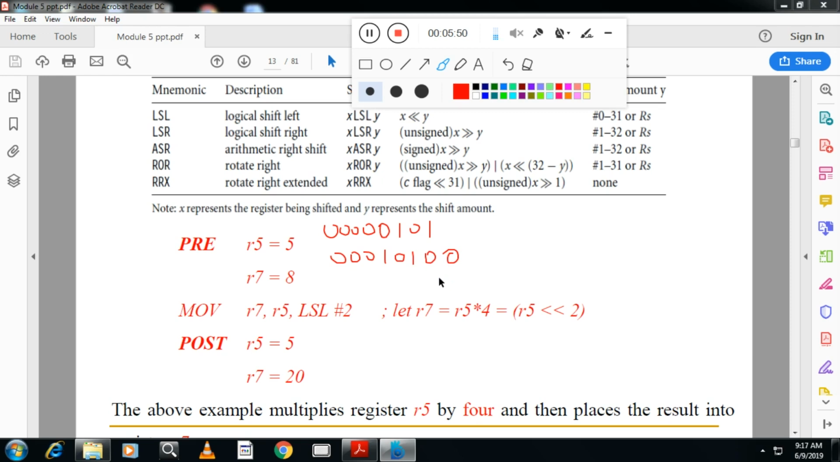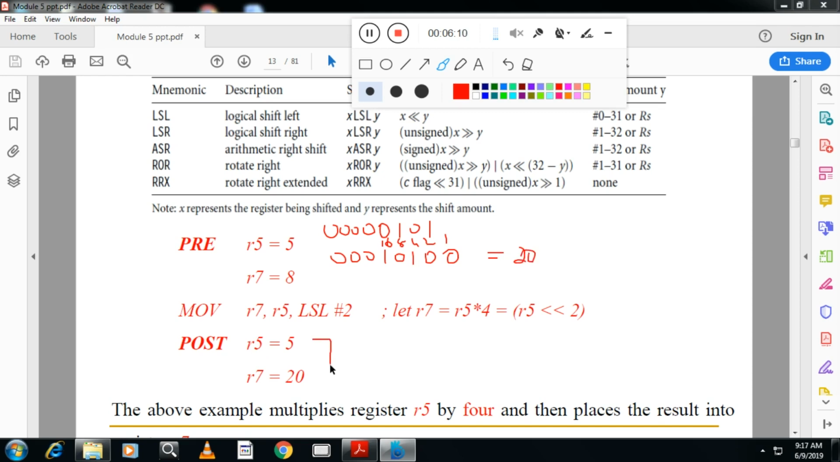Now what is the value of this 1 in binary? You will see. Now this is 8, 4, 2, 1. This is 16. Now we are not bothered about this, this is 0. 16 and 4, 20. Now this becomes 20. The 20 is moved to R7.